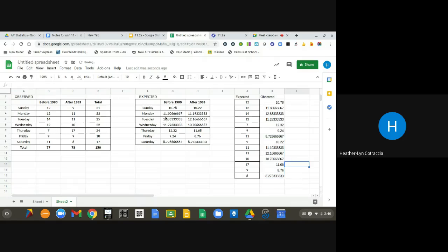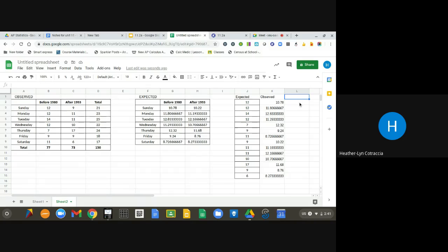Okay, so now you can look here and you can just go down. Just make sure they correspond. So for instance, like this 17 right here. So 17 over here was Thursday after 1993. Thursday after 1993 should be 11.68. So you can see that they are still lined up. They do need to correspond.